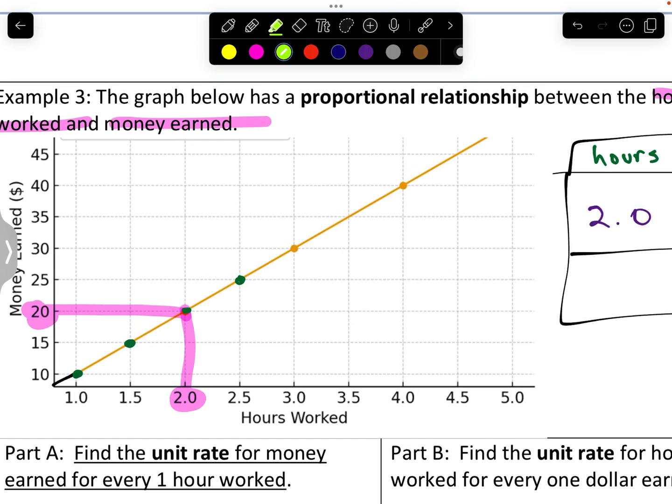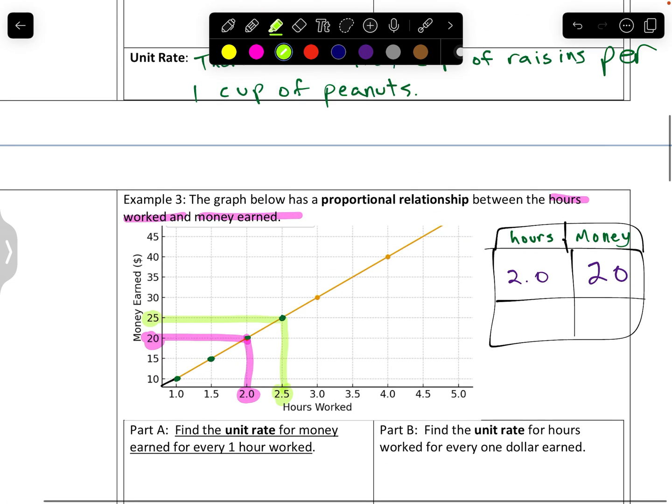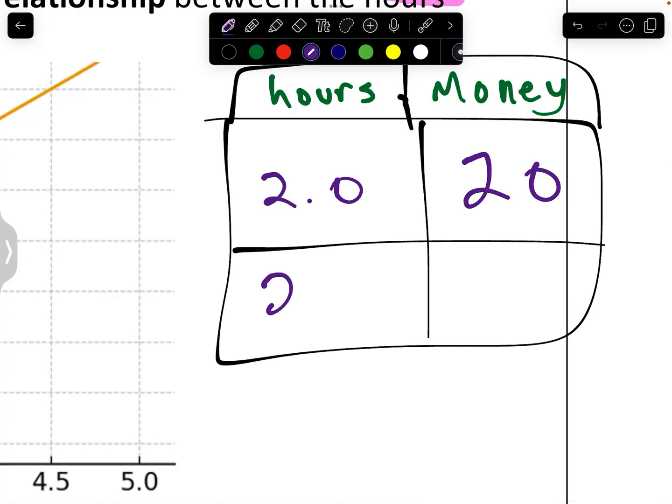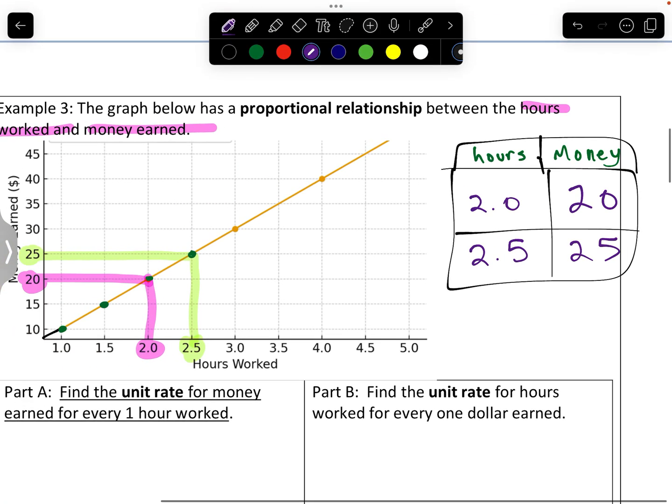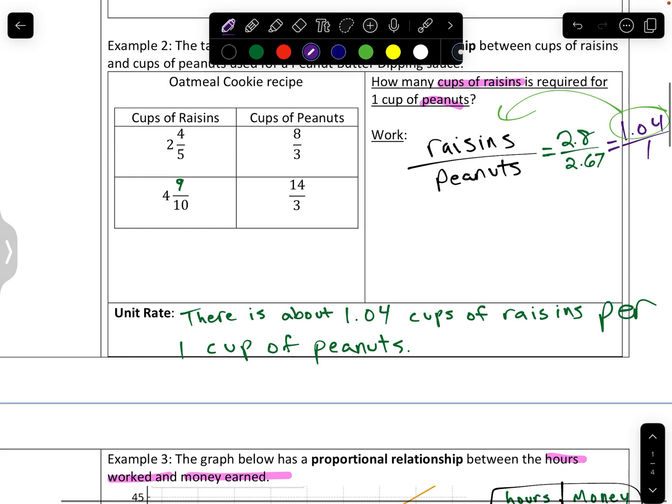And then another one is our hours here and our money here. Okay, so 2.5 hours and $25 made. Once we get here, you guys, you have what you need, like above right there.